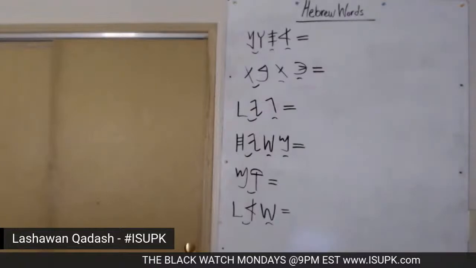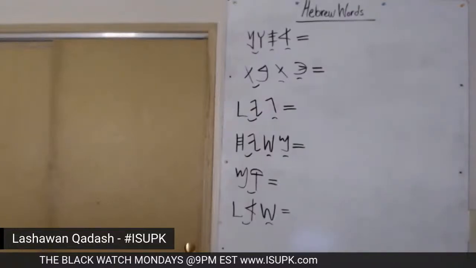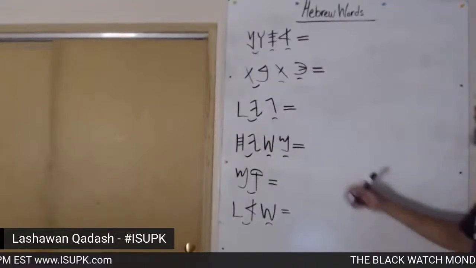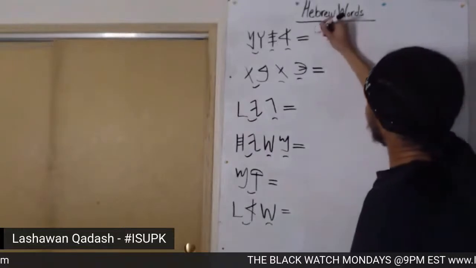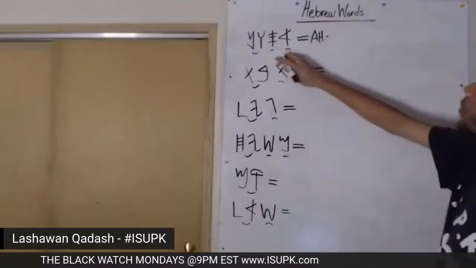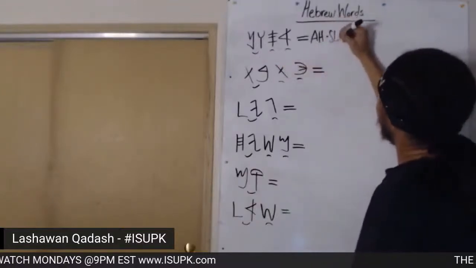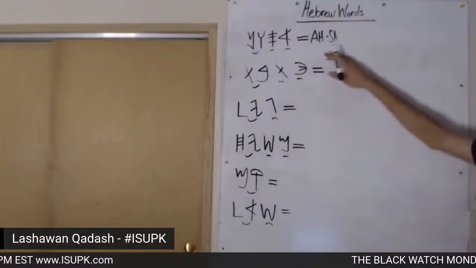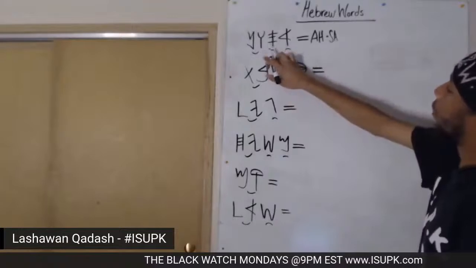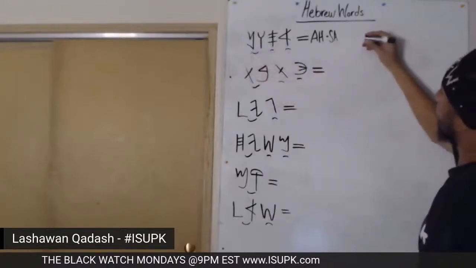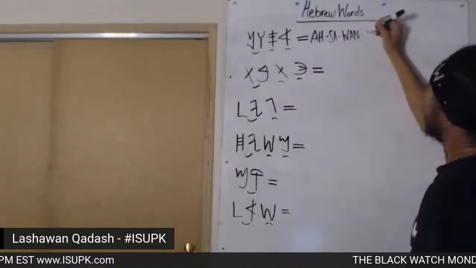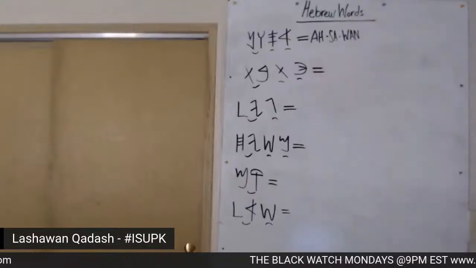So since everyone pretty much got the answers in the chat, let's go over it. All right, this is going to be a sub, SA. Now I'm doing this on purpose so you know how to pronounce it. We have a wa and we have a na connected together. So WAN, Ashawan. All right, Ashawan.